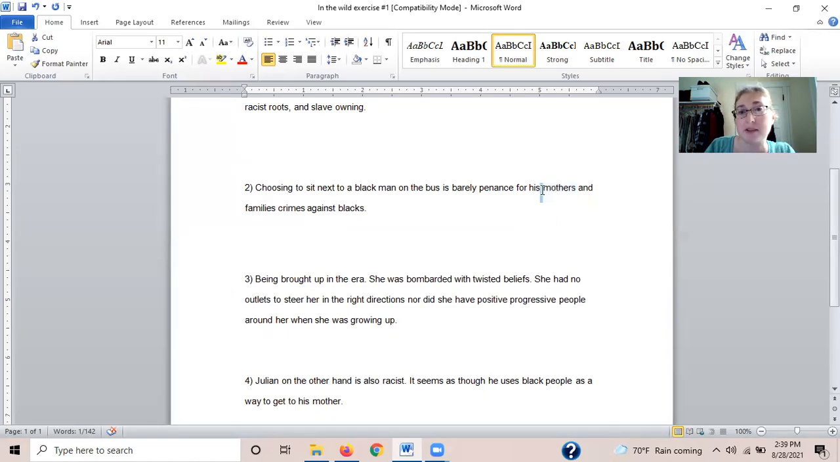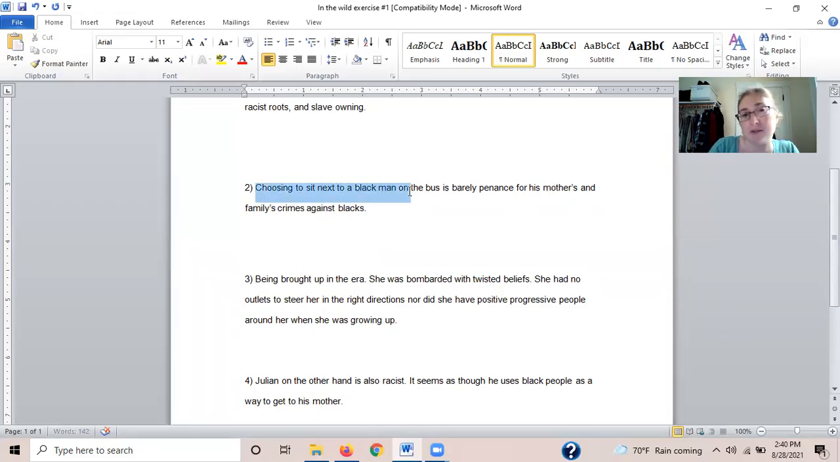In order to make this word possessive, if we're talking about Julian's mom, I'm going to have to add an apostrophe right there. Similarly, how many families are we talking about when we are talking about Julian? We're talking about a single family. So we're going to make that singular apostrophe S. Mother's and family's crimes against blacks.